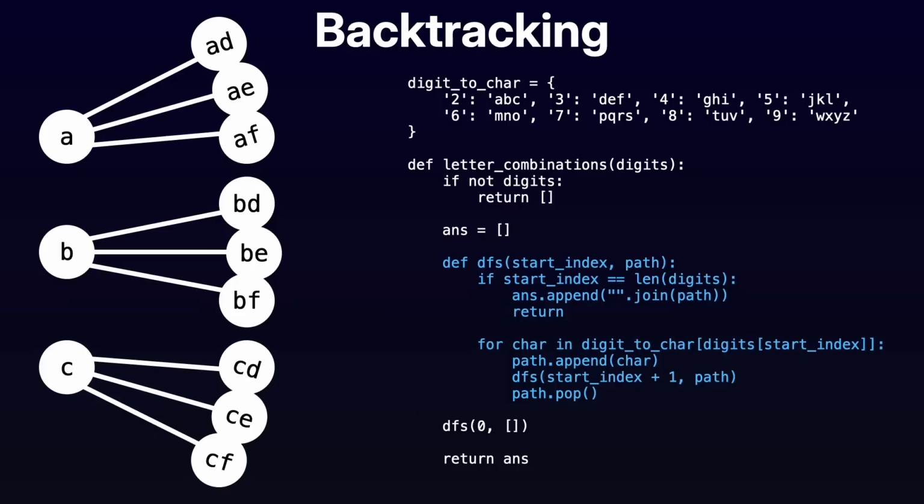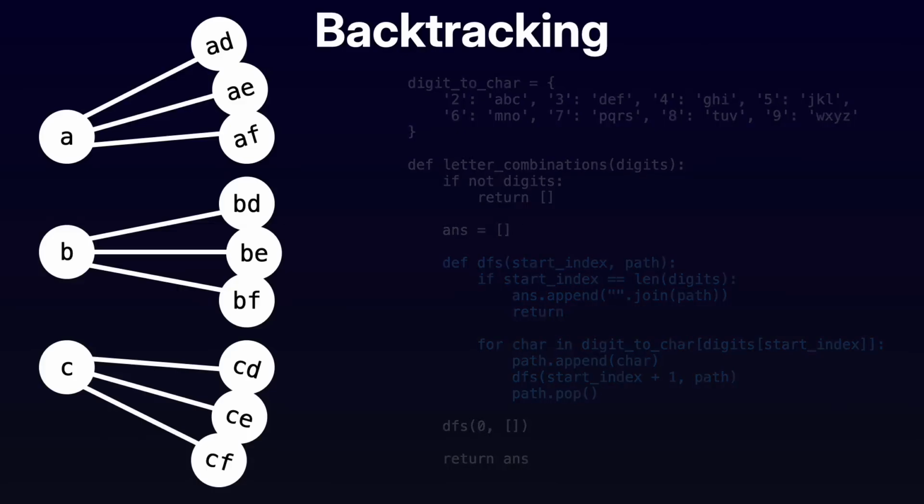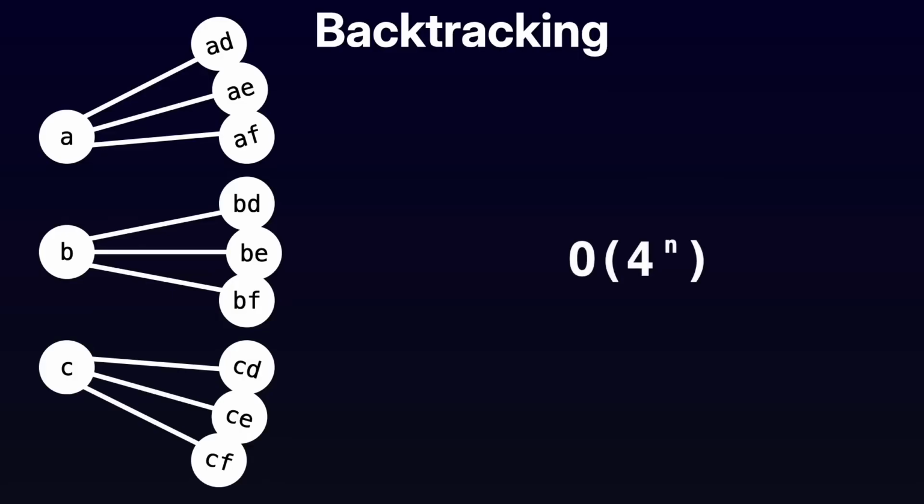After exploring a letter, it backtracks by removing the last letter from path to explore the next possibility. The DFS starts at the first digit with dfs(0, empty list), and once all combinations are generated, it returns the result list ans. The overall time complexity is O(4 to the power of n), where n is the length of the input digits, as each digit can map to up to 4 letters.